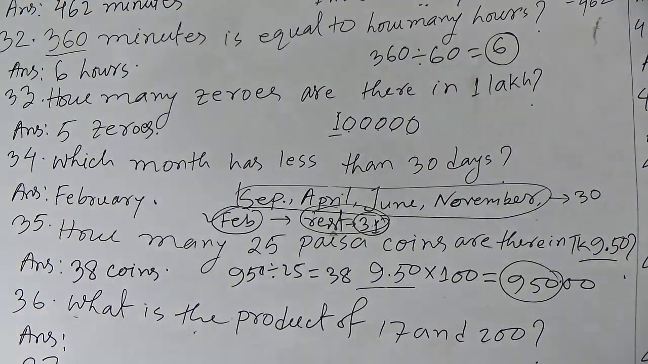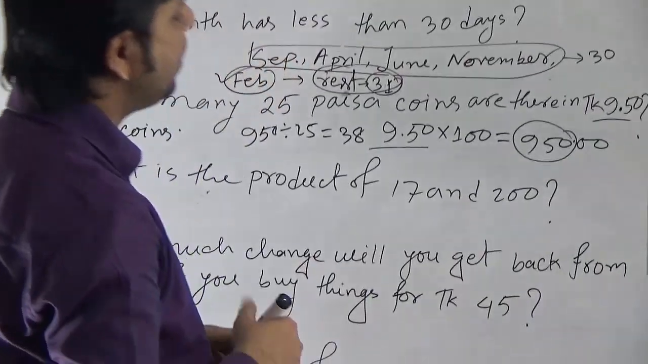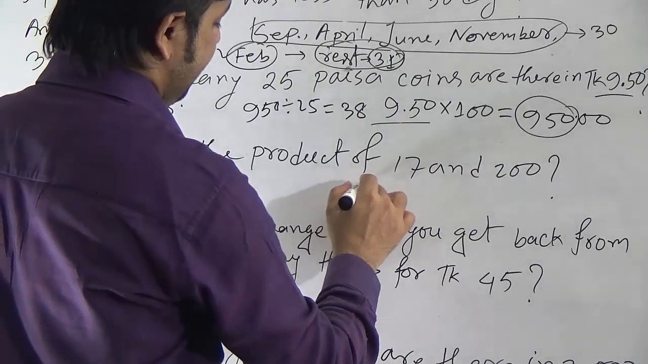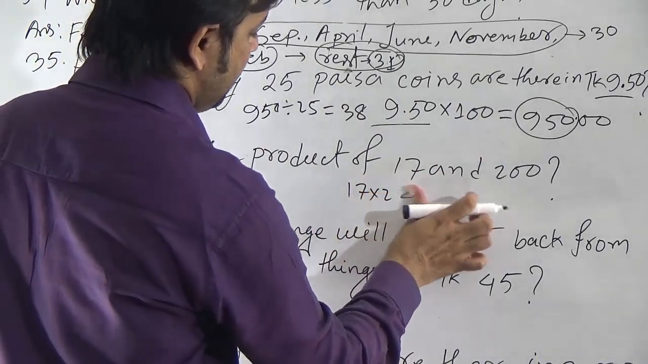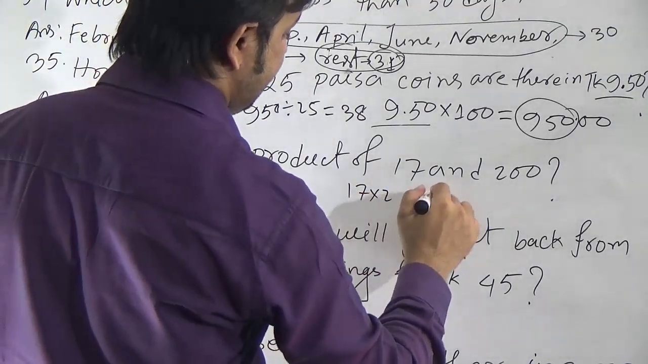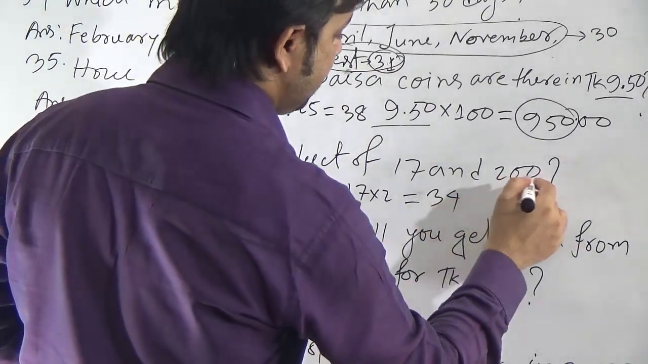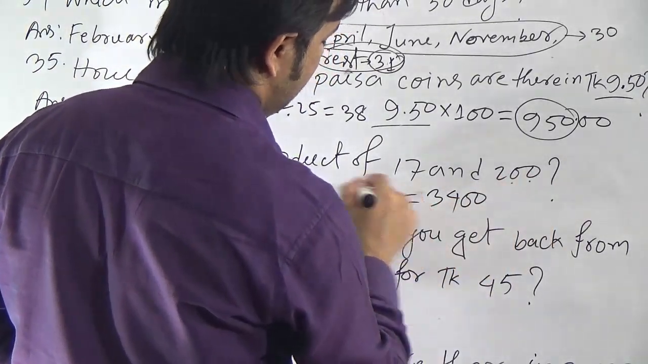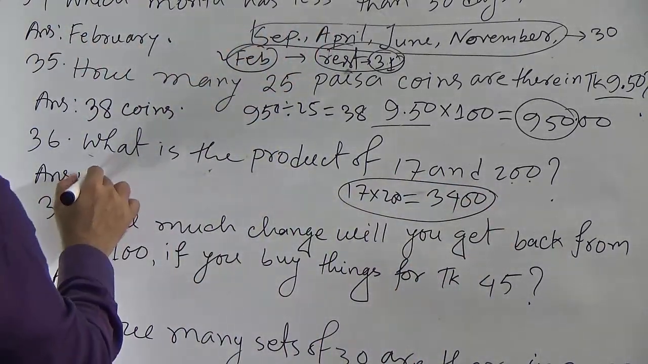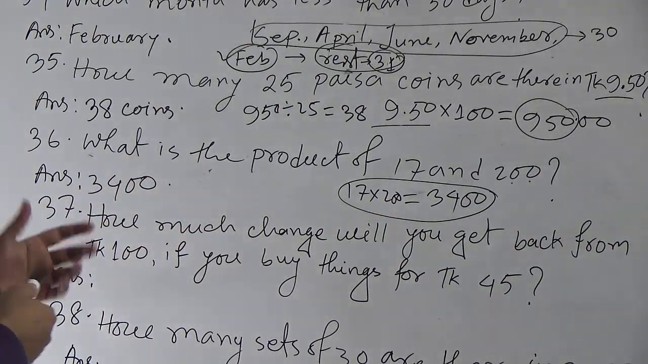Dear students, question 36. What is the product of 17 and 200? This is a very simple question. Just multiply 17 by 2. 17 2s are 34. Now there are 2 zeros here, so put 2 zeros. So this will be 3400. So the product is 3400. The required answer for this question is 3400.